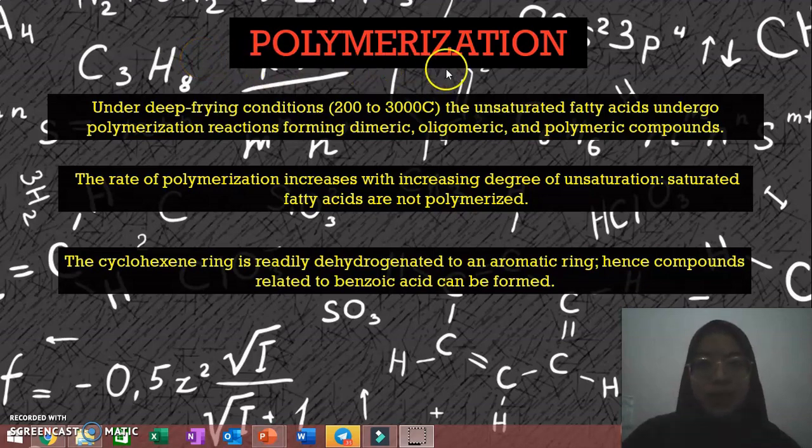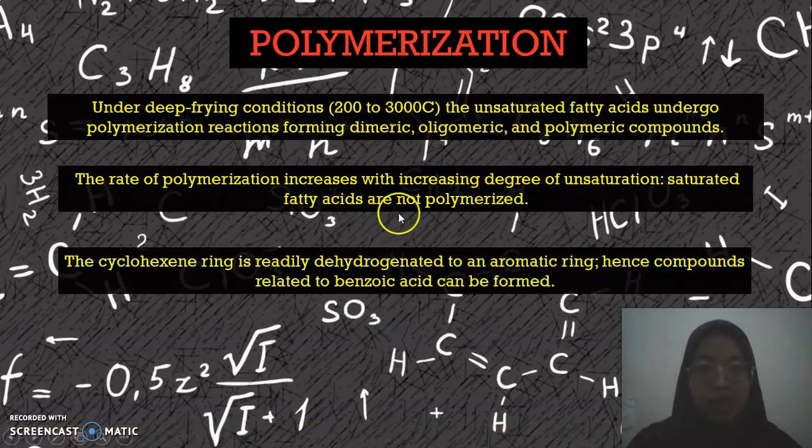Okay, next is polymerization. Under deep frying conditions, 200 to 300 degrees Celsius, the unsaturated fatty acid undergoes a polymerization reaction, which will form dimeric, oligomeric, and polymeric compounds. The rate of polymerization increases with increasing degree of unsaturation. The more unsaturated the fat is, the better it can be polymerized, because saturated fatty acids are not polymerized.